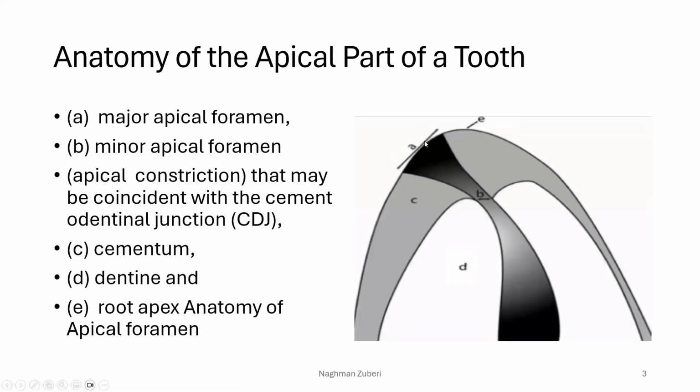If we look at the morphology of the endodontic system, we can see the major foramen. This is the major foramen. Then we can see the minor foramen, where the dentin and the cementum, as well as the pulp, are getting constricted. So this is the minor foramen. This is the cementum, this is the dentin, and this is the root apex or the radiographic apex of the root.